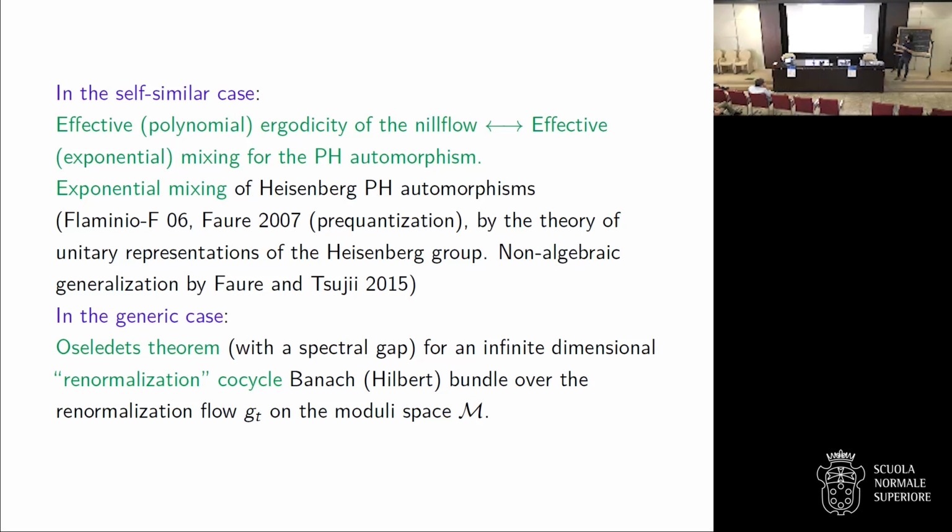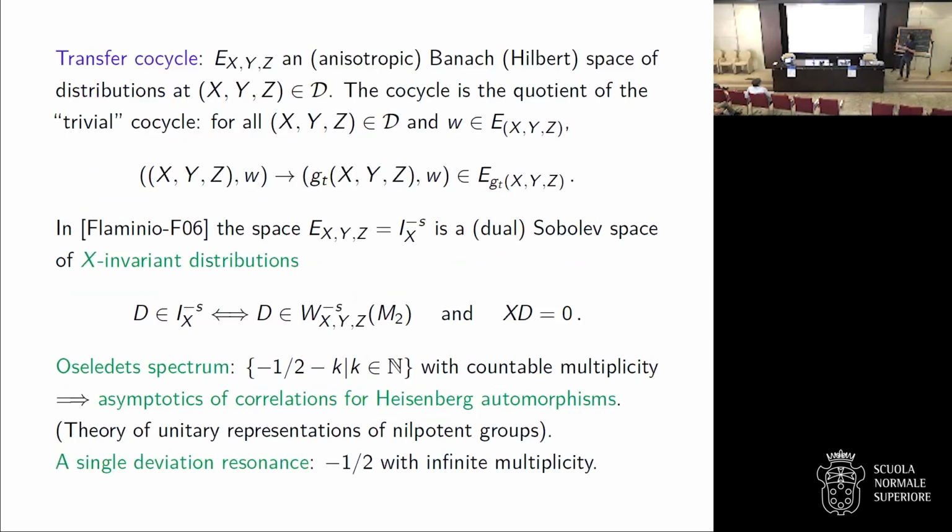So in the self-similar case, the partially hyperbolic automorphism will have a transfer operator that acts on some space of distributions. In the generic case, you have some cocycle, and necessarily you will have a transfer cocycle, very similar to the cocycles mentioned by Cecilia Gonzalez Tokman in an earlier talk. This renormalization cocycle is just a transfer cocycle which acts on some Banach-Hilbert bundle over the renormalization flow on this moduli space. Luckily, we are in an algebraic situation, so we don't do fancy theory of anisotropic Banach spaces. I wouldn't be able to do it right now. So this is more or less the idea of a transfer cocycle.